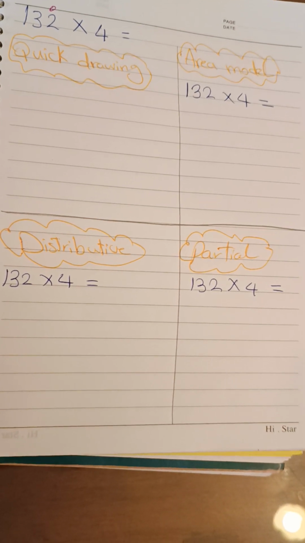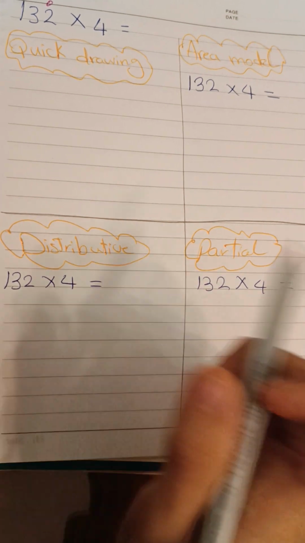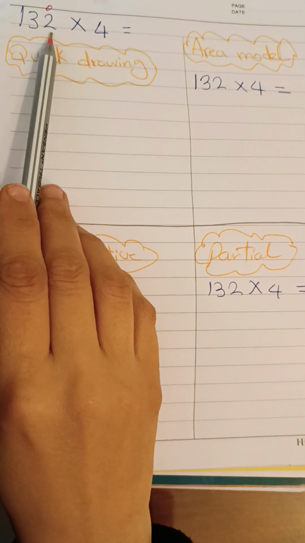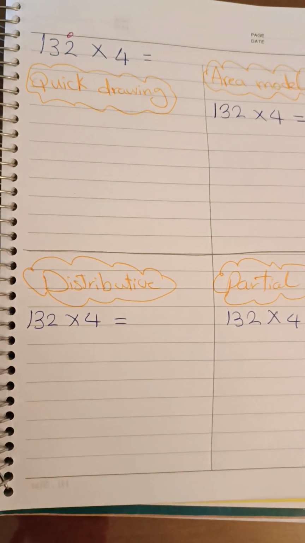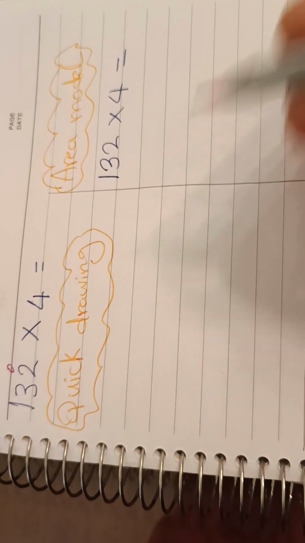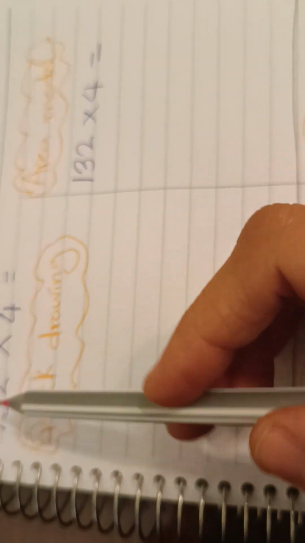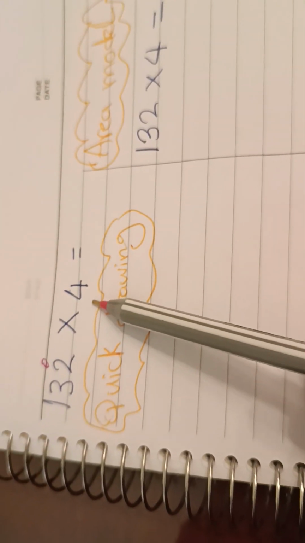There are many strategies to solve a multiplication problem, so let's try all of them to solve the same problem: 132 by 4. The first strategy is called quick drawing. Using a quick drawing strategy, I will make modeling, or represent the big number in one row by drawing, and I will repeat it according to the second factor.